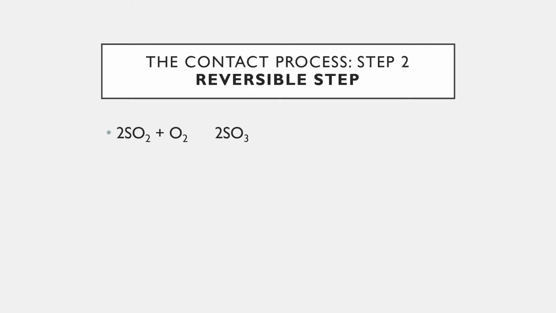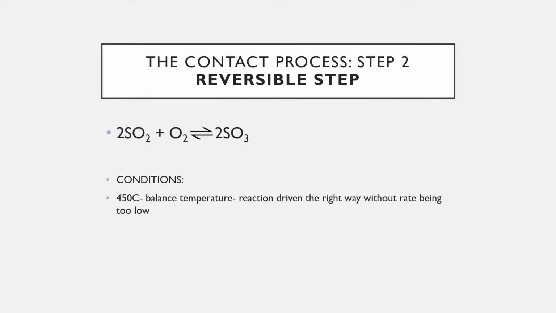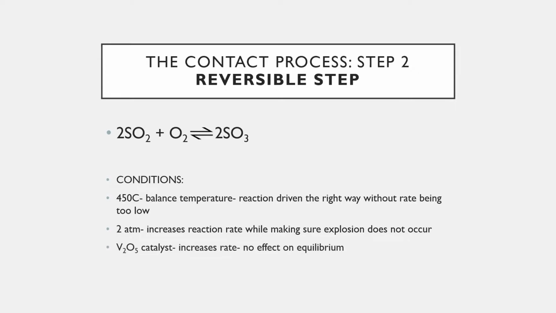There's the gap because, as you can see here, this reaction is reversible, and specific conditions are required to make it occur. These conditions are 450 degrees Celsius of temperature, 2 atmospheres of pressure, and a vanadium oxide V2O5 catalyst. The reasons why we chose them are set out there, but I'm just going to go into them a little bit more.